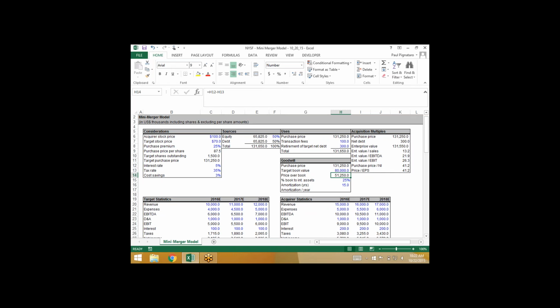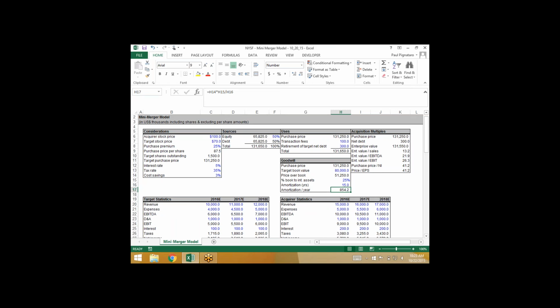Don't get thrown off on the test. This is not goodwill. The purchase price over book is not goodwill. It is price over book. This gets allocated into several pieces, of which the leftover component is goodwill. So we're going to assume that 25% of that will be allocated to intangible assets and amortizable over 15 years. So we're going to take 51,250 times 25% divided by 15, and there's 854.2 in new amortization as a result of this allocation of purchase price over book value to intangible assets. That's the way to explain it.